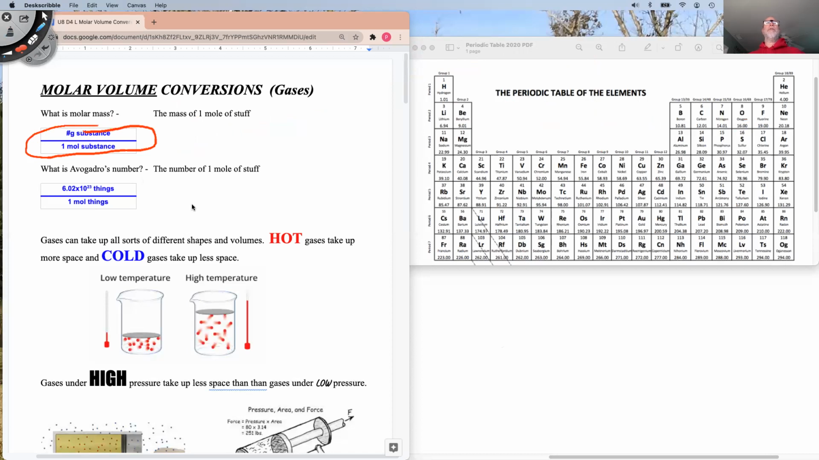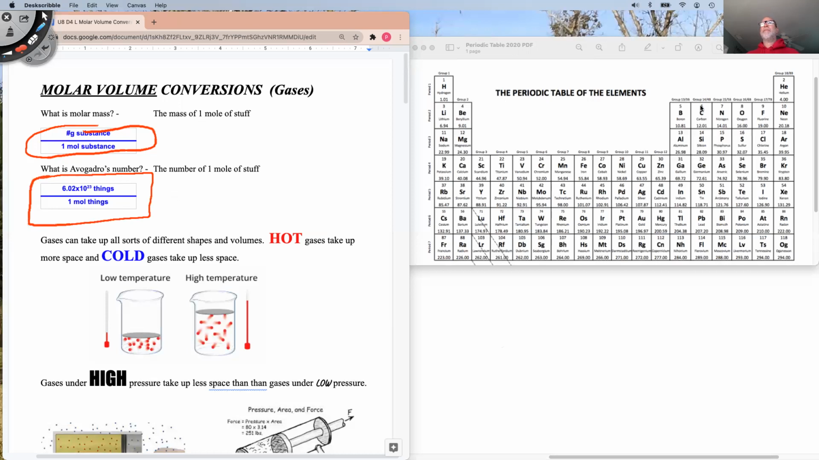Then we worked with Avogadro's number. Avogadro's number basically says that 1 mole equals 6.02 times 10 to the 23. So if you have 6.02 times 10 to the 23 of something, you have 1 mole. And so this number allowed us to find out how many individual atoms or molecules we'd be working with.